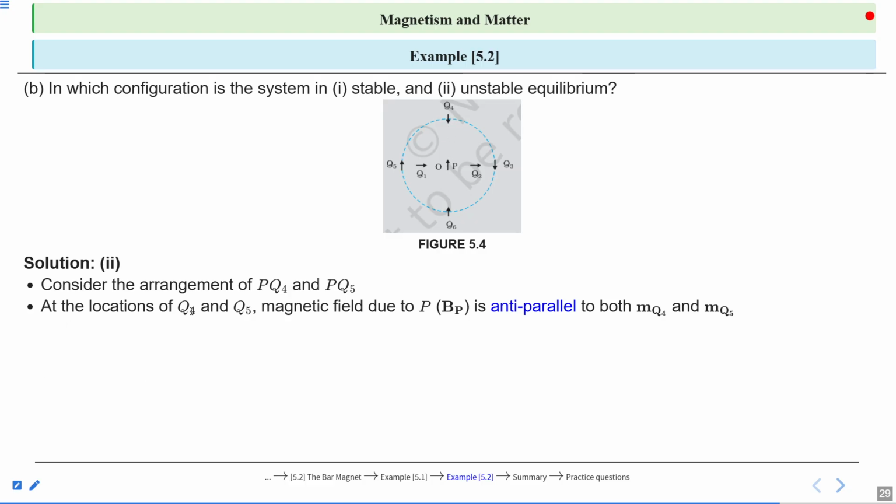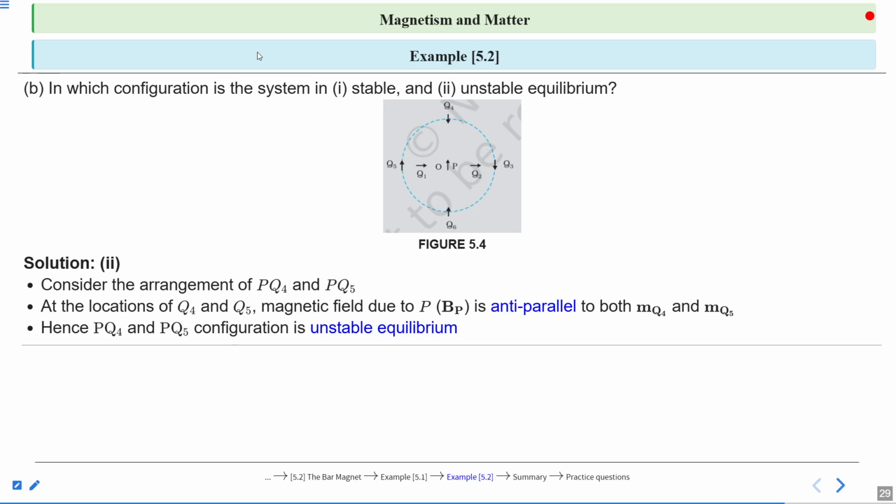So at the locations of Q4 and Q5, the magnetic field due to P, that is BP, is anti-parallel to both MQ4 and MQ5. That means the PQ4 and PQ5 configuration is unstable equilibrium. Got it? The angle is 180 degrees. That means the potential energy is maximum, MB.